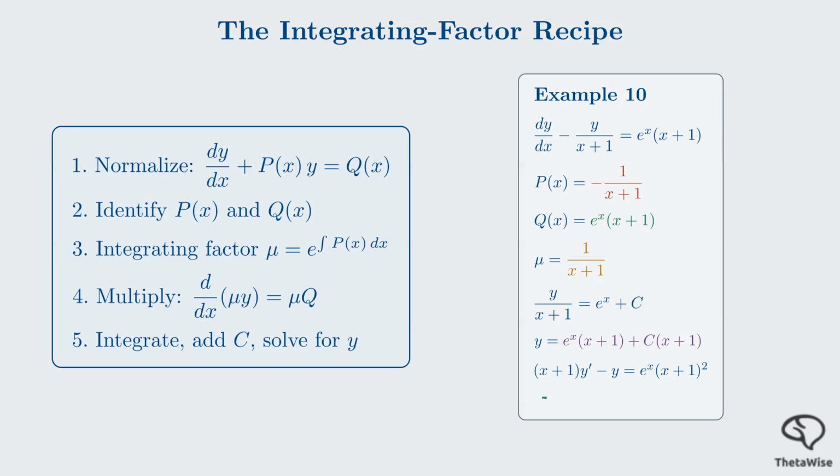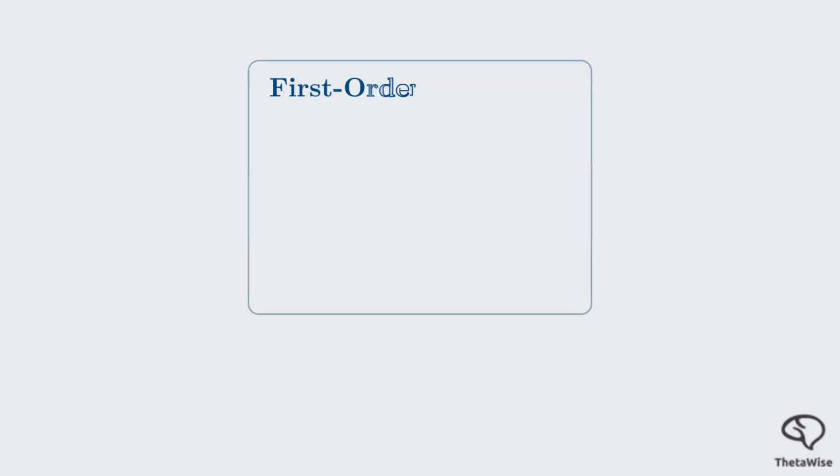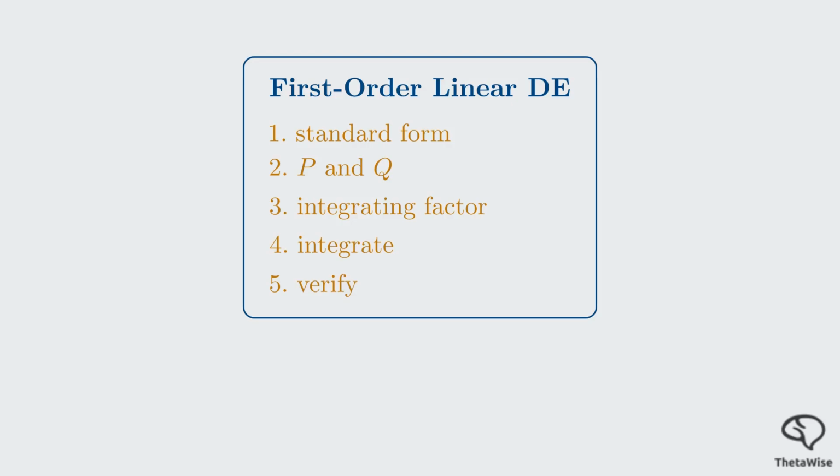Whenever you are unsure, return to the structure. Normalize, identify, multiply, integrate, and check. You can now recognize the main differential equation families in the notes and match each one with a method. Most importantly, a first-order linear equation is systematic rather than mysterious. Put it into standard form, calculate the integrating factor, turn the left side into a product derivative, integrate, and verify. For example 10, the answer is y equals e to the x times x plus 1 plus c times x plus 1. Keep the structure visible, and the algebra becomes a sequence of manageable decisions.